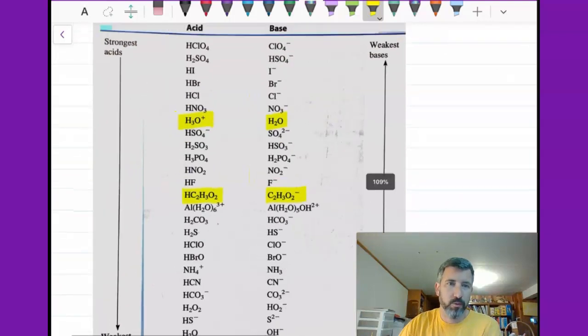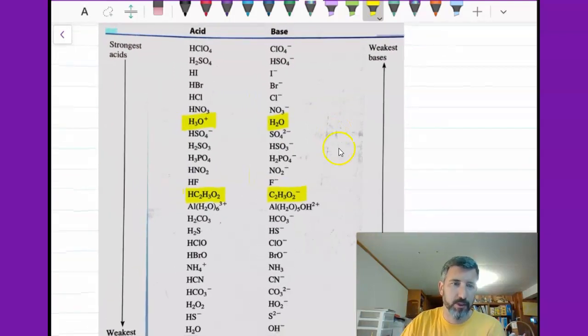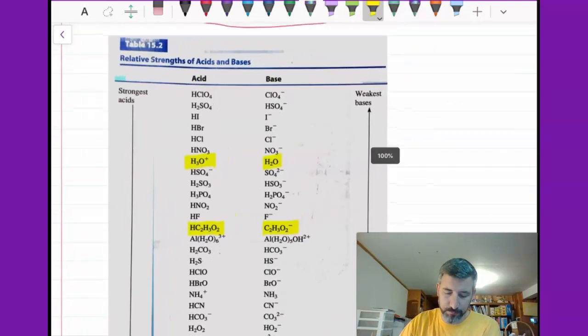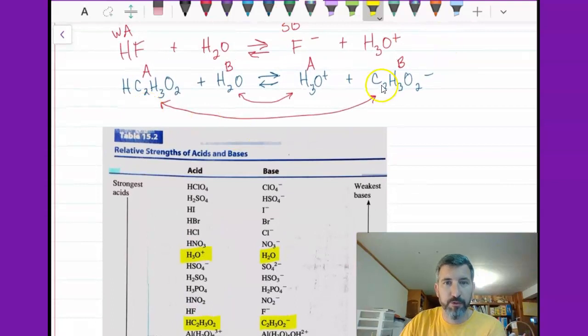Okay, so which one is stronger, hydronium or acetic acid, according to this chart? You would say, oh, hydronium is closer to the top of the list, right? So that means that hydronium is better at donating a proton than acetic acid is. And so if I look at this reaction, the reverse reaction will be favored. And that is because hydronium is better at giving up a hydrogen than acetic acid is. And the same will be true of the bases. Acetate is better at gaining a hydrogen than water is.